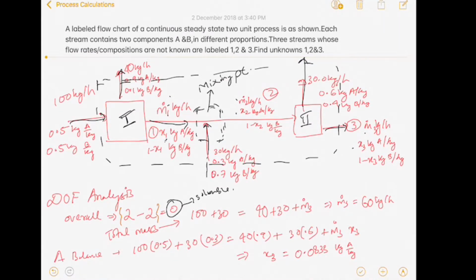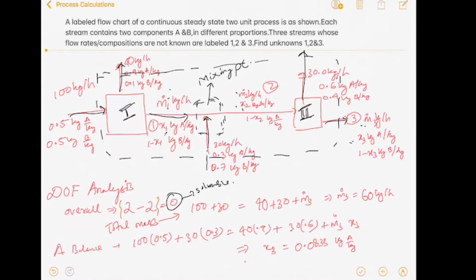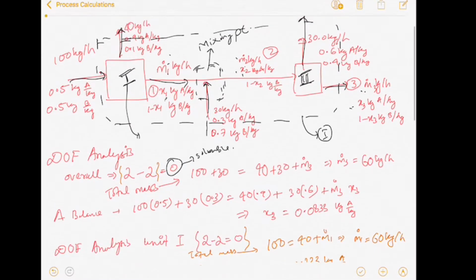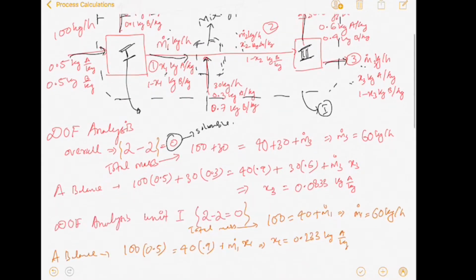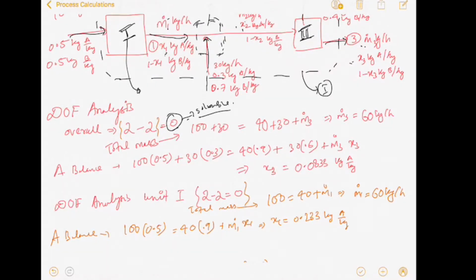Can we start from system 2? We see system 2 similarly has 4 unknowns, M2 dot, X2, M3 dot, X3, and correspondingly 2 balances. So 4 minus 2, 2, it's not solvable. We can solve either from the overall process, which I denote here as overall, or from system 1. So let's solve considering the overall system. I did the degree of freedom analysis, it is 0.